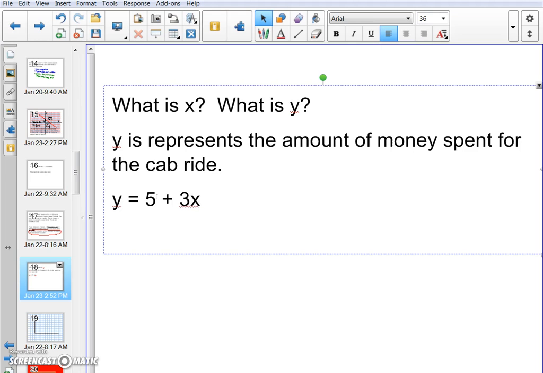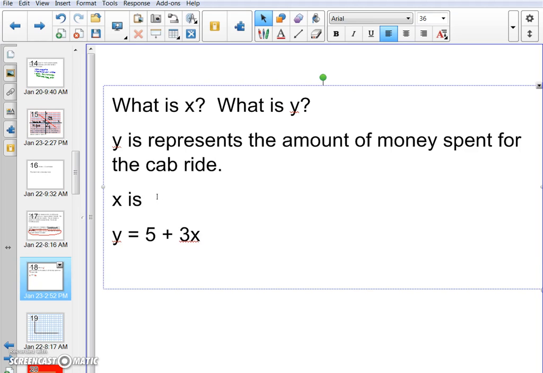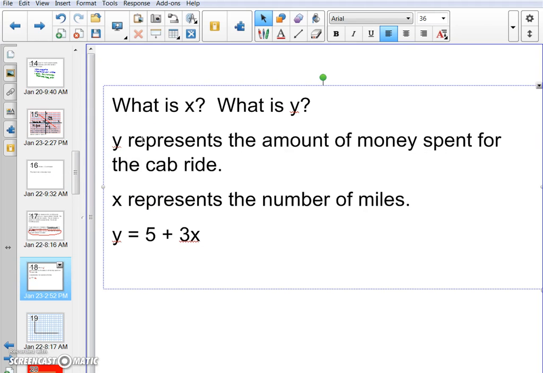That's the x. So I'm going to go ahead and define x. x represents the number of miles. I just realized that "is" here doesn't really work. So x represents the number of miles. So $3 per mile. We're going to pay $5 no matter what, and then our total cost will vary depending on how many miles there are.